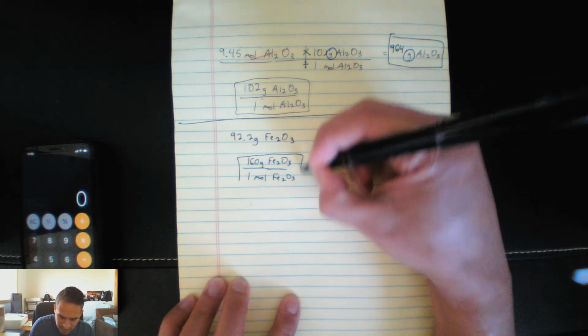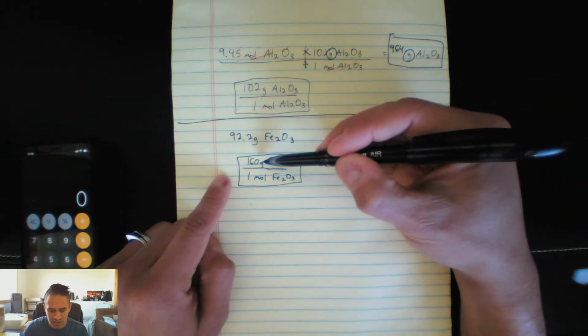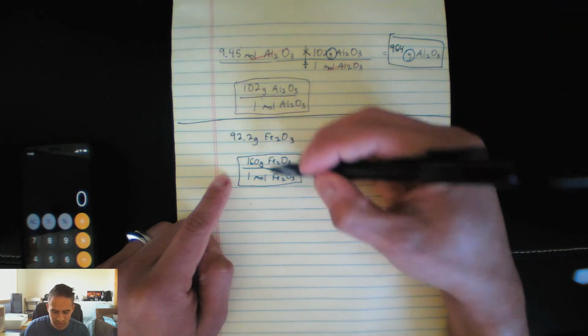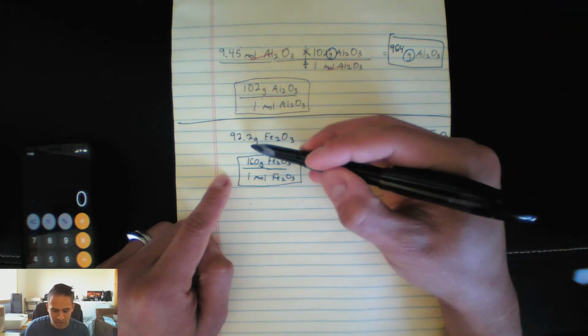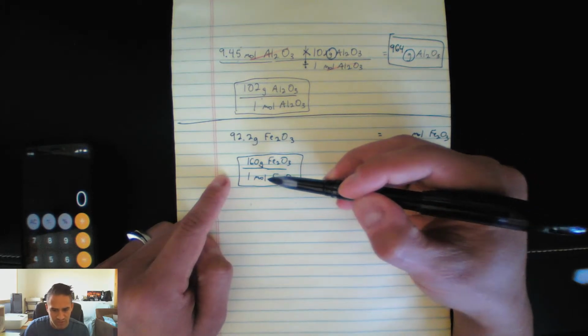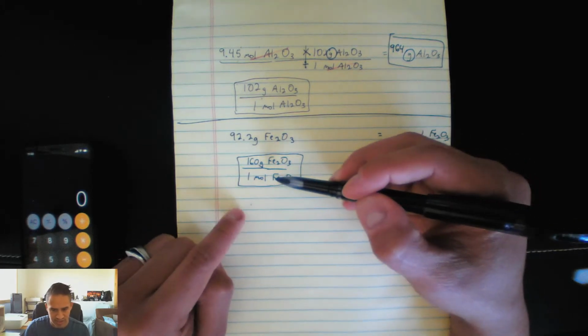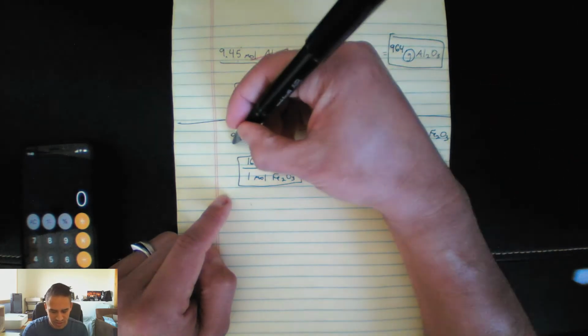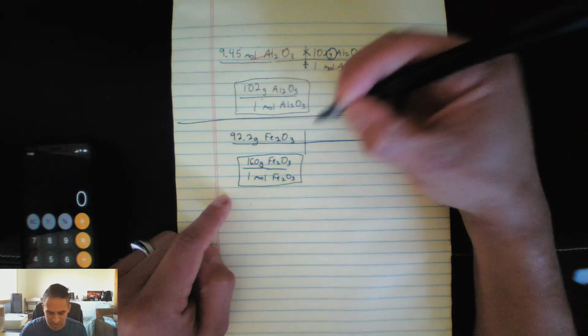Okay, now again, just thinking about this logically, if we had 160 grams of this material, we would have 1 mole. We do not have 160 grams. We only have 92.2. So we are not going to have 1 mole. We're going to have less than 1. So our answer is going to be less than 1, probably 0 point something. But we'll do the math out obviously anyway.